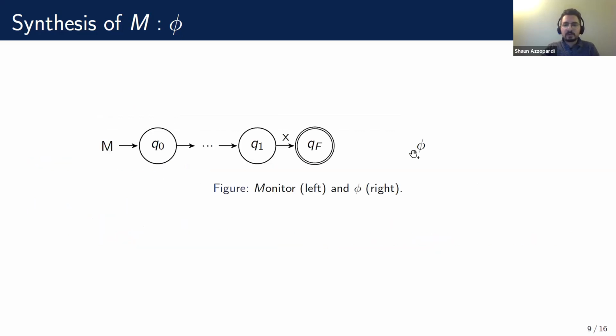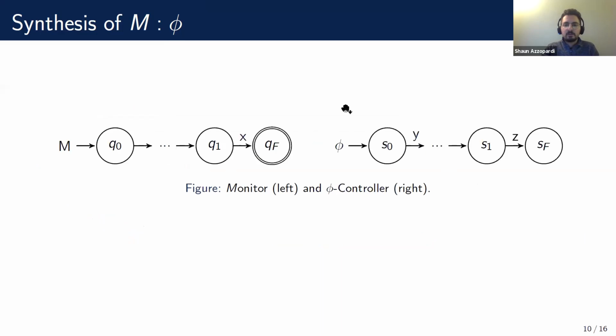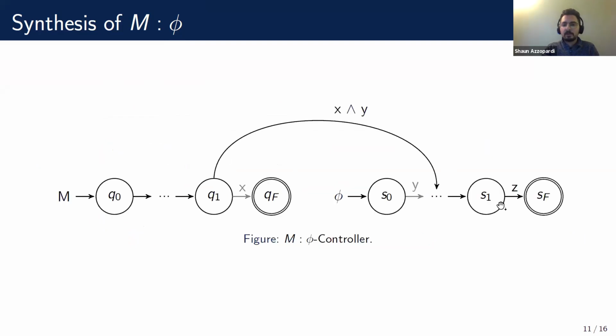So if you have a monitor and the formula, we are constructing a controller for the formula on its own, separately, without analyzing the monitor. And we can simply join the final transitions of M with the initial transitions of phi, since they share a time step. So that is quite simple.